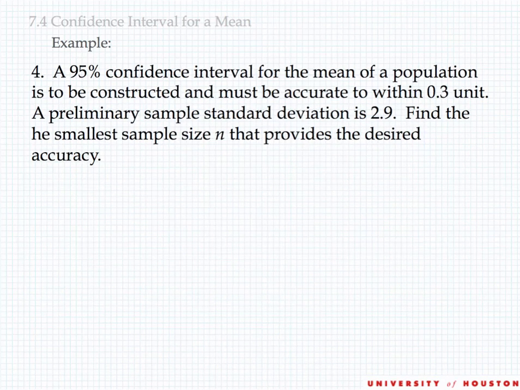In this last example, we want a confidence interval of 95% for the mean of a population. We want it to be accurate within 0.3 units. A sample standard deviation is 2.9. Find n, the sample size that we need to have our desired accuracy. Well, it's 0.3, that's my margin of error.